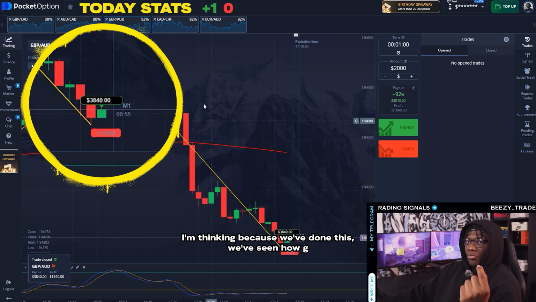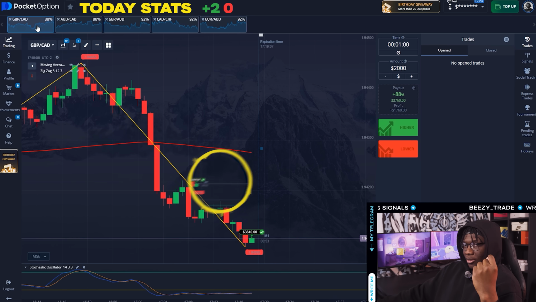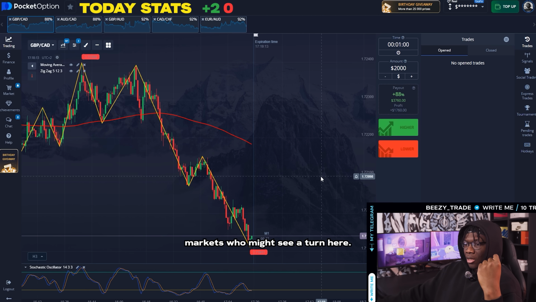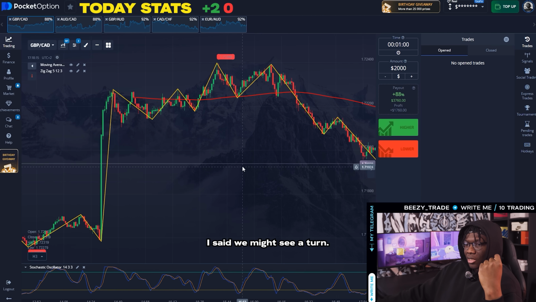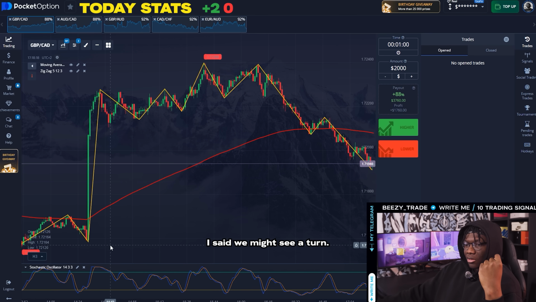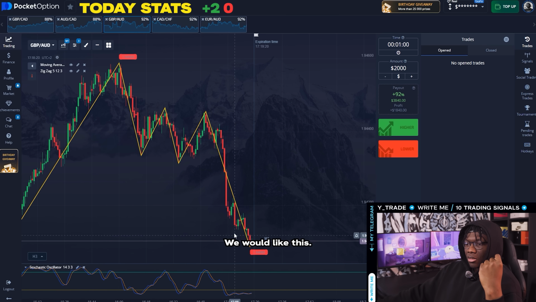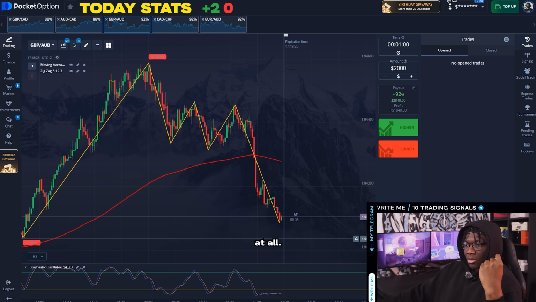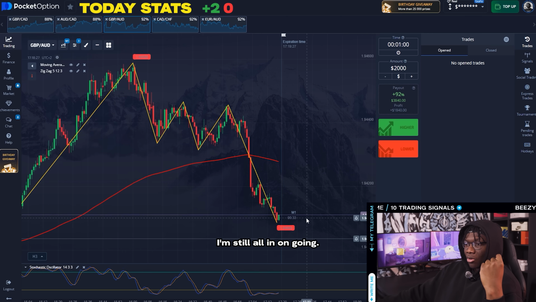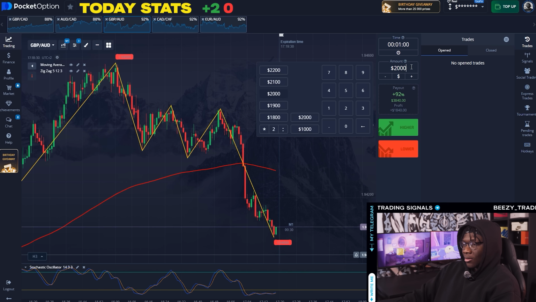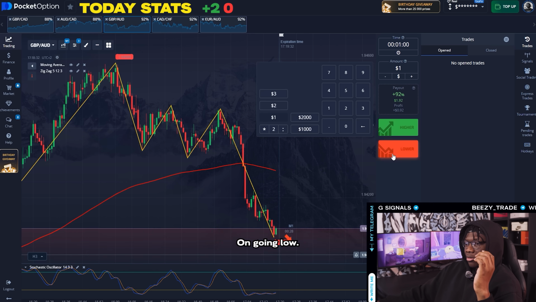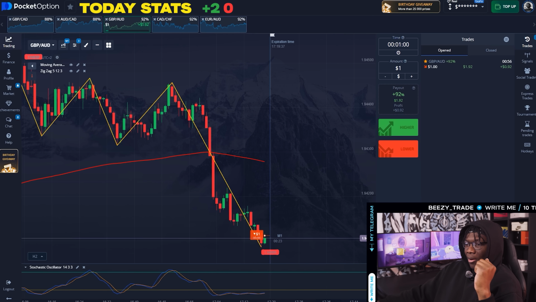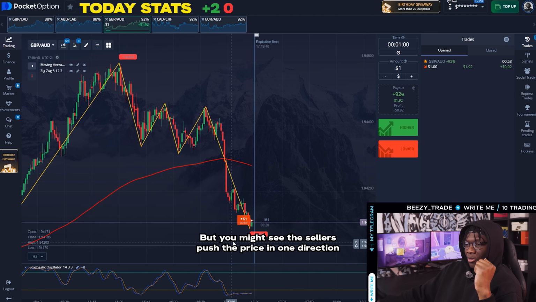I'm thinking, because we've seen how British pound is doing against all of these markets, we might see a turn here, I said. We might see a turn. Wait, not there. We haven't hit that level yet at all. I'm still all in on going low, just to test. I think that this is a fake out. But you might see the sellers push the price in one direction.